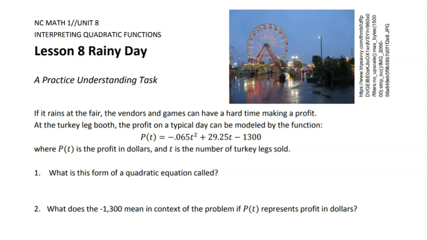When we look at the last term, the minus 1,300, in terms of this situation, we know that is where we would find the y-intercept on the graph. And so if P of T represents the profit in dollars, and that's our y-intercept, our function would be crossing the y-axis at negative 1,300, which means we would have negative $1,300 profit. That would be the expense of running the turkey leg booth prior to us selling any turkey legs.